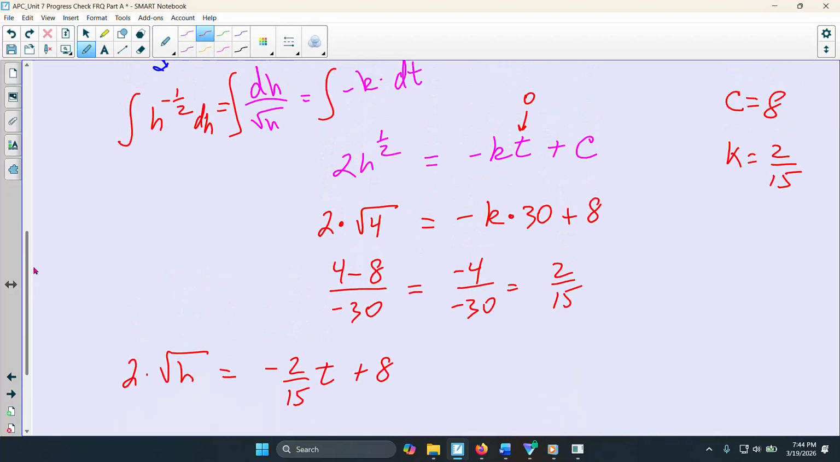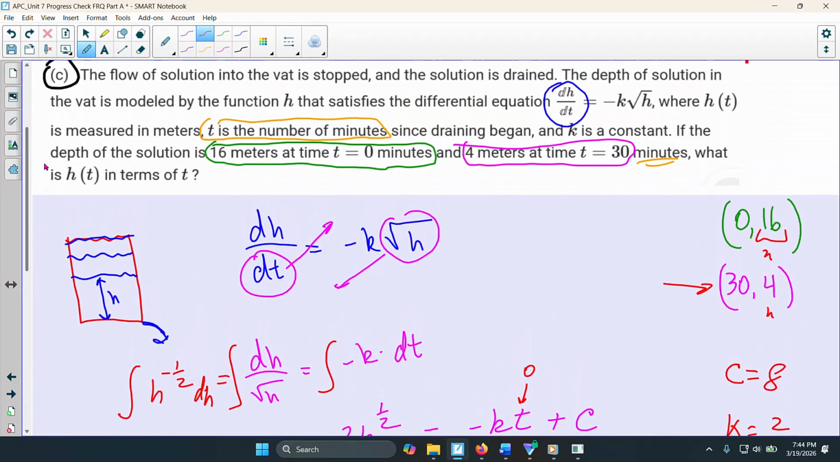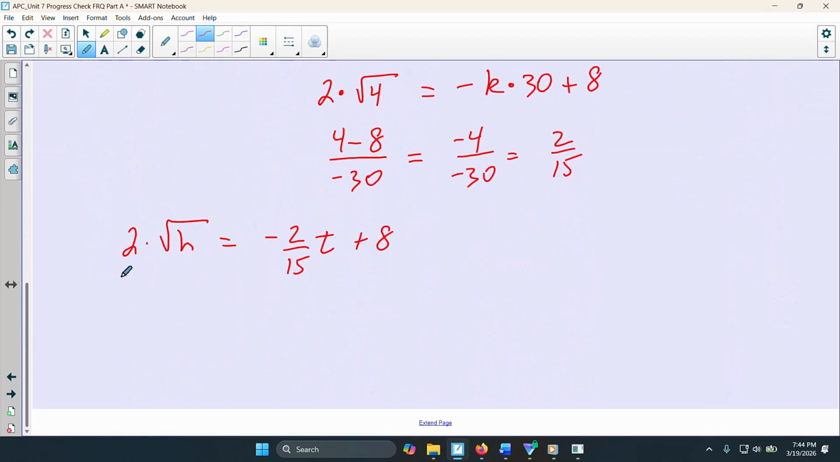And now we want to solve for letter h because they're ultimately asking what is that, right? We can't leave it like this because right now there's the square root. All right, let's divide both sides by 2. So this becomes simply 1, and this becomes a 4, right? Okay, 4. And of course now you square both sides.